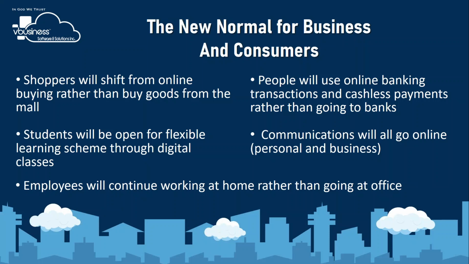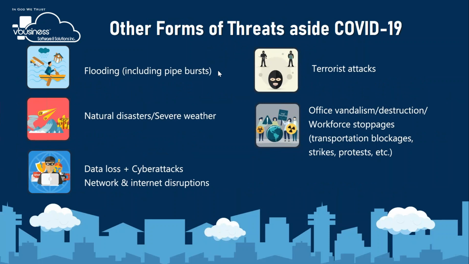Okay, so these are other forms of threats aside from COVID-19. We have flooding, natural disasters and severe weather, data loss plus cyber attacks, network and internet disruptions, terrorist attacks, office vandalism, destruction, workforce stoppages such as transportation blockages, strikes, and protests, and many more. These are the other forms of threats aside from COVID-19 that we need to be prepared for.